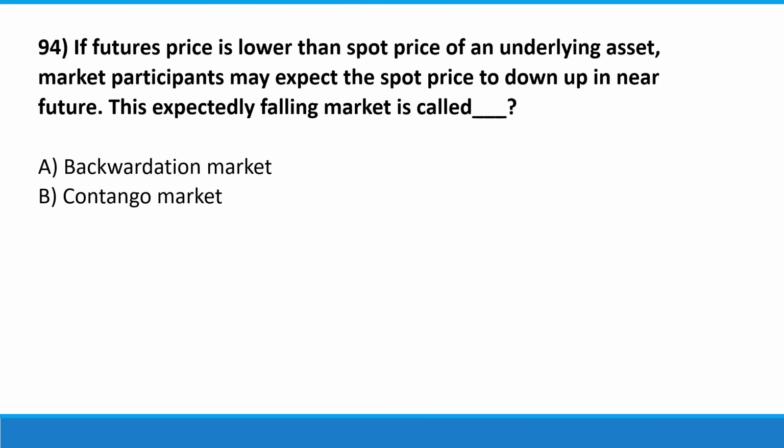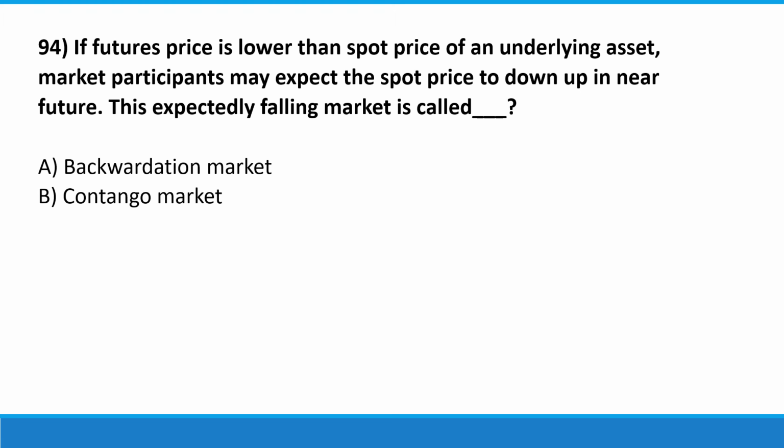If future price is lower than spot price of an underlying asset, market participants may expect the spot price to go down or up in near future. This expectedly falling market is called: option A, backwardation market; option B, contango market.